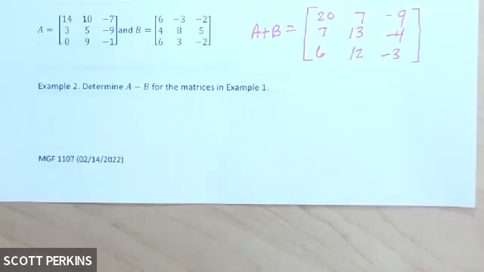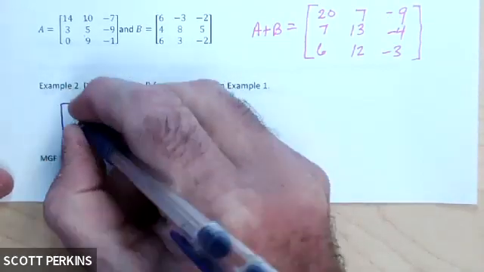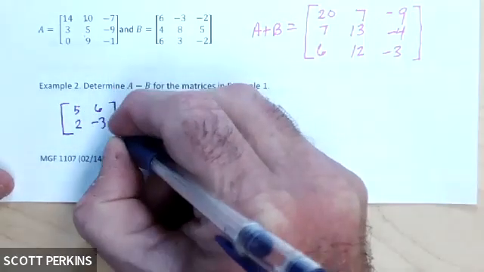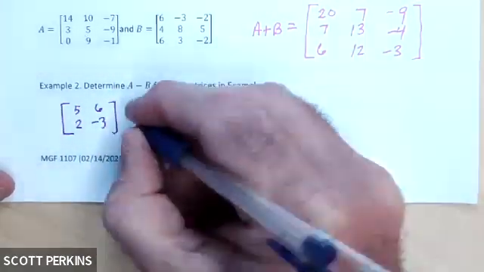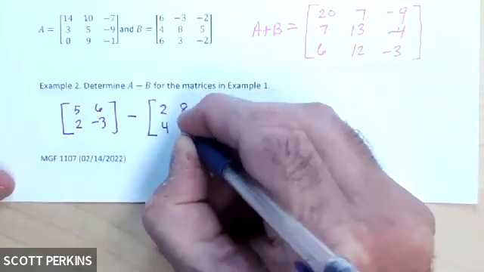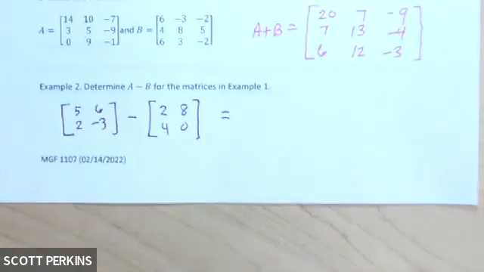So for my example 2, I'm going to subtract the matrices that I used in example 1. So I'm just going to write that down. And then there's a question that's out there that was asked, and it's a great question. It's about procedure. So I've got 5, 2, 6, negative 3. I'm going to subtract matrix B, which is 2, 8, 4, 0. Now you can do this one of two ways. I'm not bothered either way you want to do this. Just do what's best for you, and it's going to get you a correct answer.